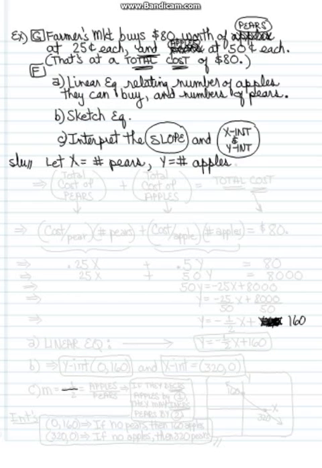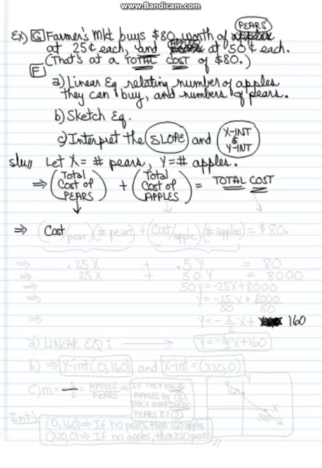What is obvious here? The total cost of the pears added to the total cost of the apples is going to equal the total cost, the total amount of money they spent altogether. Okay, so what does that mean? That means that the total cost of the pears is equal to the cost per pear times the number of pears, plus the total cost of the apples, which is the cost per apple times the total number of apples. Bring down the equal sign. The total amount they spent was a total of $80.